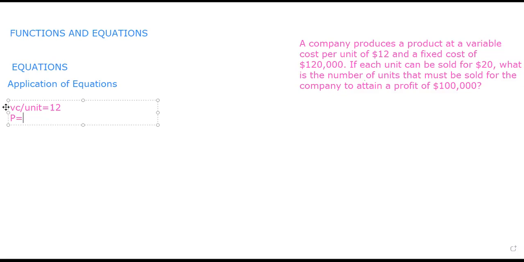Okay, so a company produces a product at a variable cost of 12. So variable cost per unit is 12. It can be sold, so the price is 20. Then the fixed cost is equal to 120,000. They are asking us the units that must be sold to get a profit of 100,000. So I have to apply equations to do that.